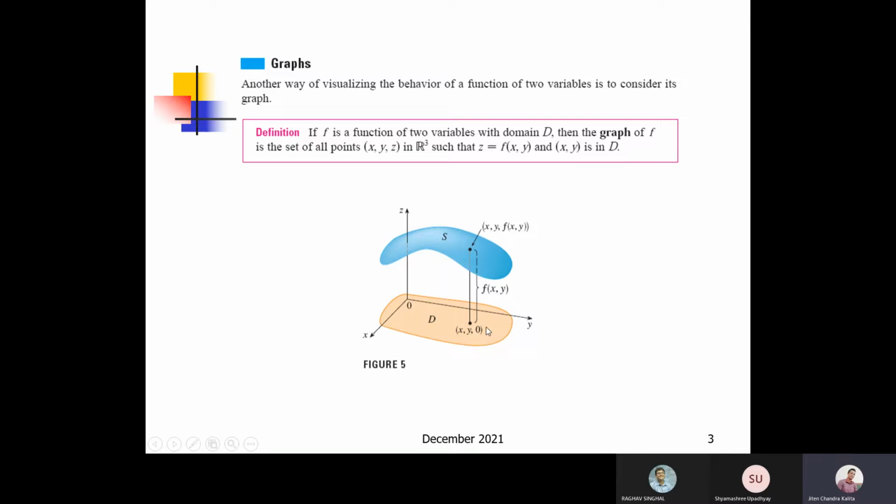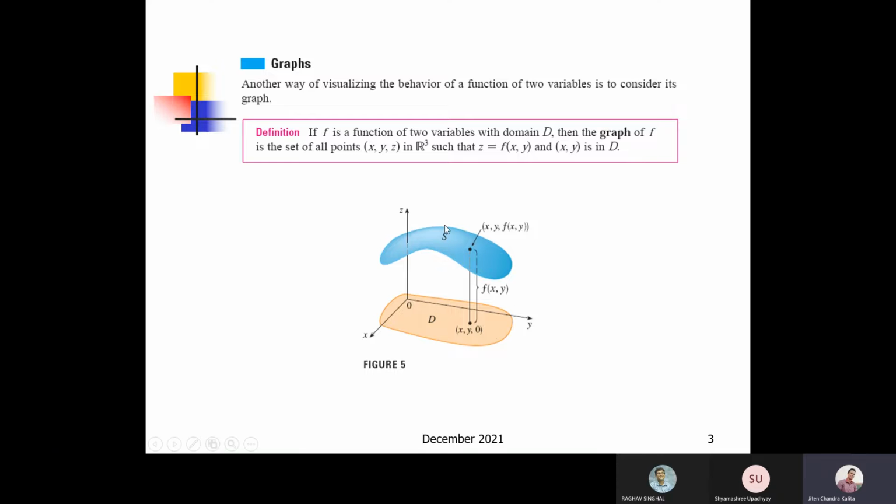You know that if you consider any point as a three-dimensional point here on the xy plane, its coordinates are going to be x, y, 0. Then you get the image of this point in terms of the function f of xy. This height is going to be f of xy, so I get the point x, y, f of xy. If I take the image of all such points, it is going to generate a surface S. So this is about the graph of the function.